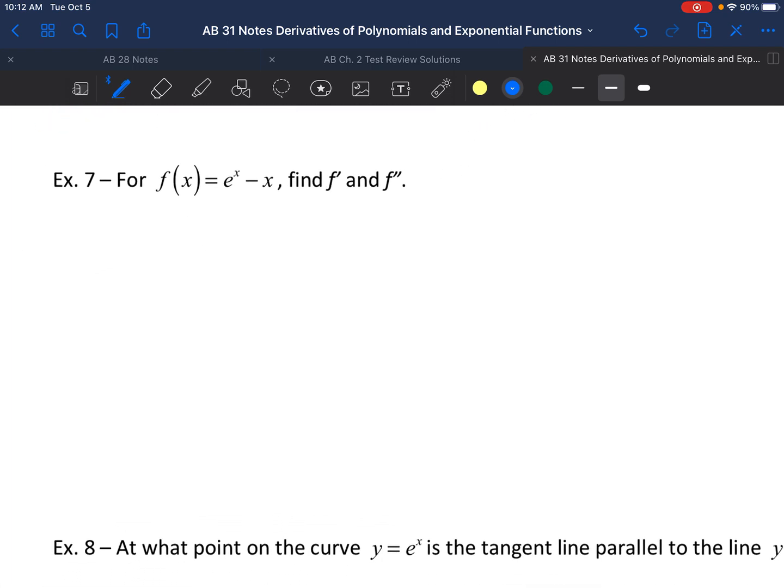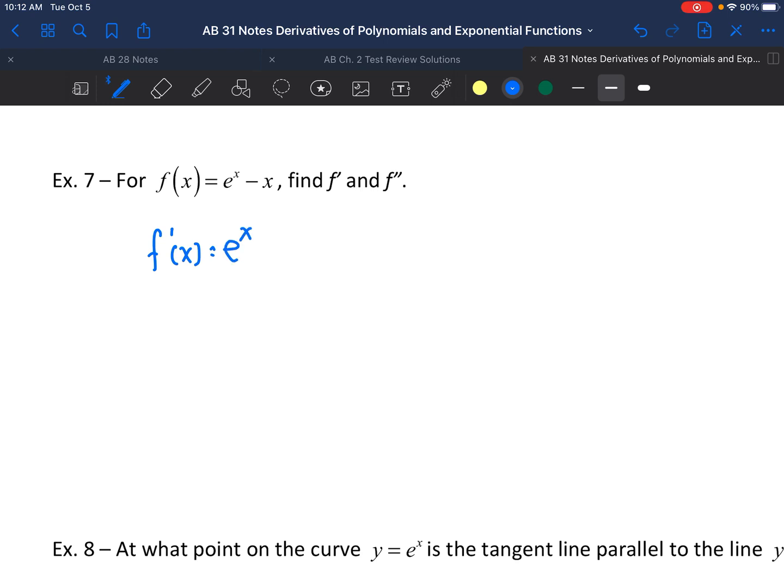Let's check this out. For f of x equals e to the x minus x, let's find f prime and f double prime. So f prime of x, derivative of e to the x is e to the x, derivative of minus x is minus 1. Derivative of the derivative, f double prime of x, derivative of e to the x is still e to the x. Minus 1, derivative of minus 1 is 0.